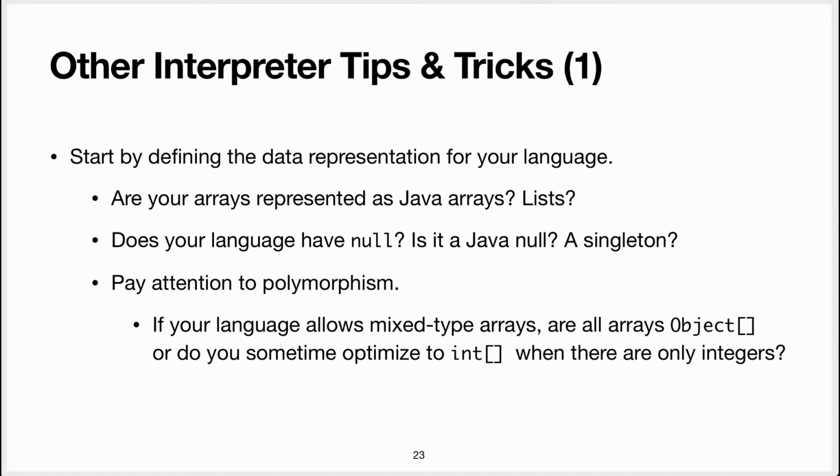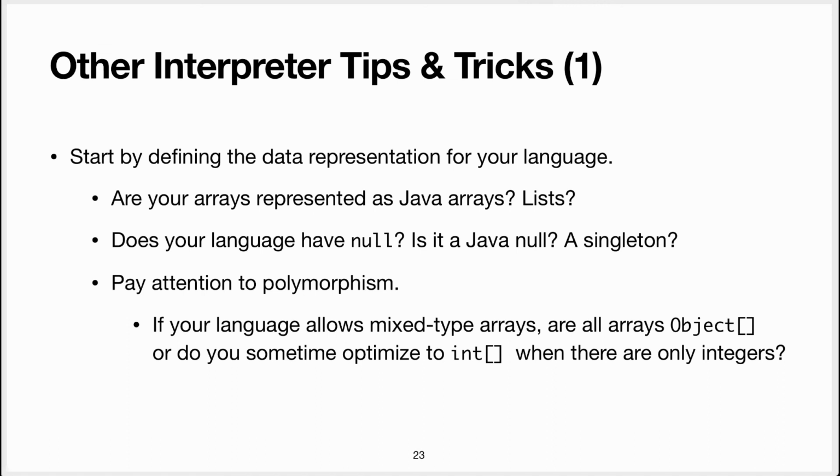So to take an example, if your language has arrays, how are you going to represent them? Are they going to be Java arrays, or are they going to be lists, collections, something like that? If your language has null, is that going to be the same null as in Java, or are you going to create a class called null and create a singleton that's going to represent null? It will depend on what you need to do with this data. Different languages have different requirements, but you should think about it.